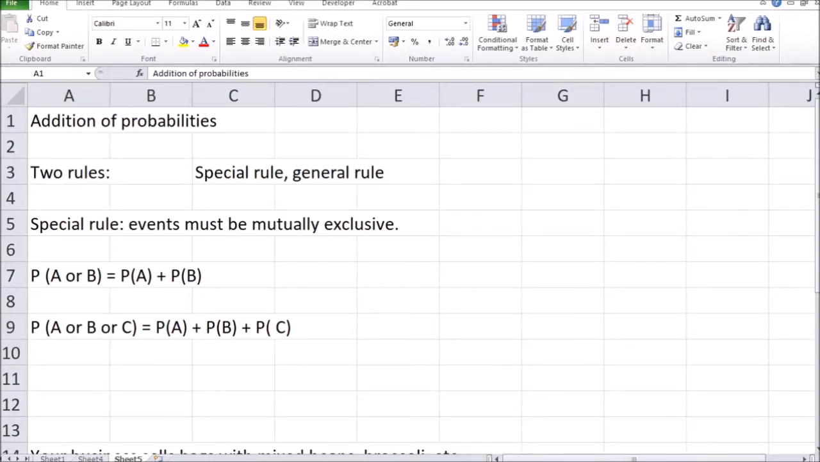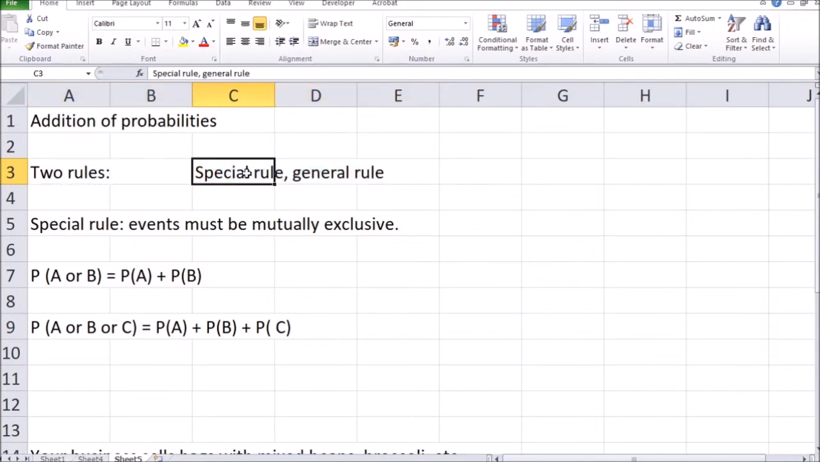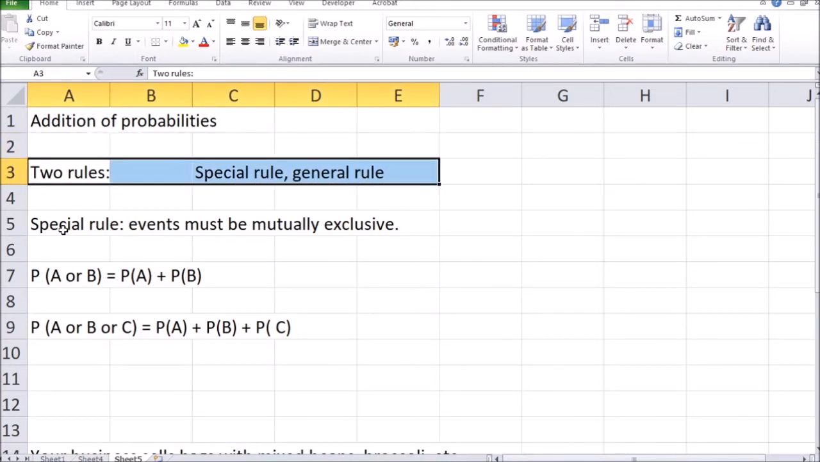This is statistics class. We're talking about probabilities, and here we're talking about addition of probabilities. There are basically two rules that you follow: the special rule and the general rule of addition of probabilities. The main thing is you've got to decide where to use those rules. Once you make the correct decision, the rest is relatively simple. So basically you need to understand the question well, see what's happening, and make the correct decision between these two rules. The rest should be relatively easy.